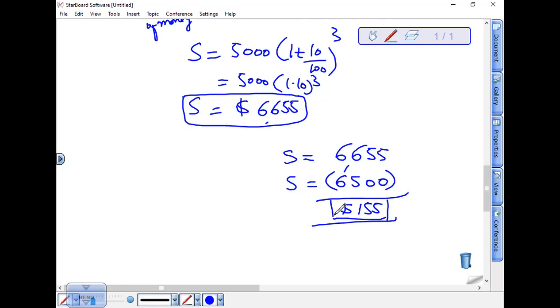Because in simple interest, the interest is always calculated on the original investment, which is the principal, and the principal was 5,000. So interest is always calculated on the original amount. But in compound interest, the interest is calculated on the increased value after the end of each year. So it means interest on interest is calculated under compound interest. That is why there was a difference of $155 in this value.